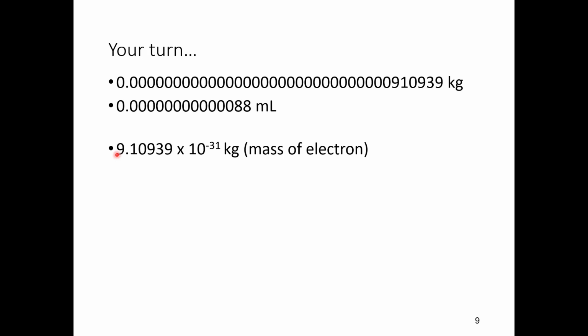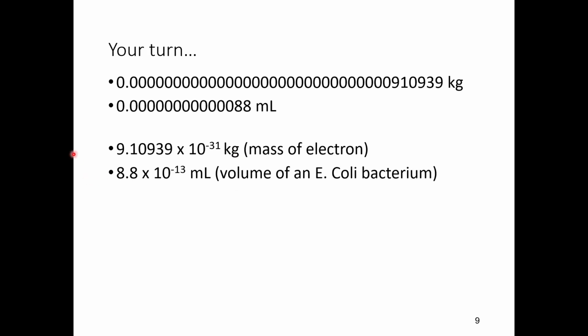9.10939 times 10 to the minus 31, and the units are kilograms. That is actually the mass of an electron. It's very, very small. And then the other one is a little bit quicker, hopefully. So that's 8.8 times 10 to the minus 13th. That's the volume of an E. coli bacterium.